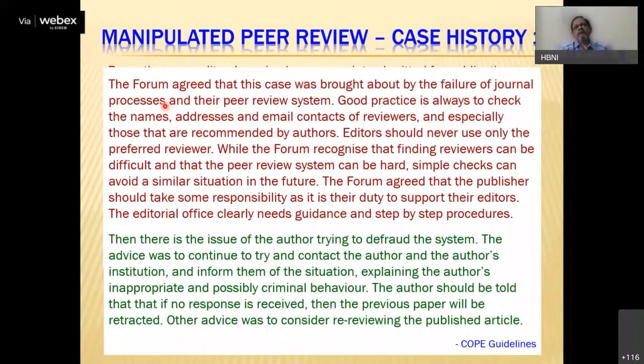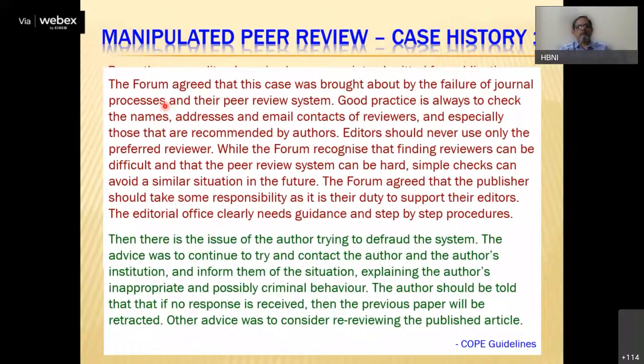So the good practice is always to check the names, addresses, and email contacts of reviewers, especially those that are recommended by authors. And editors should never use only the preferred reviewer all the time. While the forum recognizes that finding reviewers can be difficult and the peer review system can be hard, simple checks can avoid such situations in future.